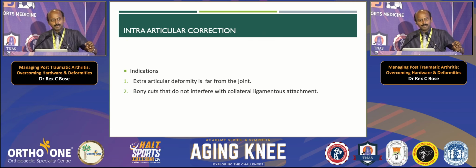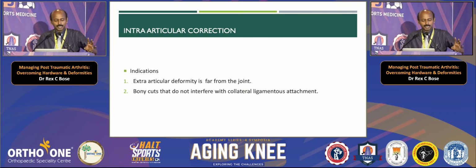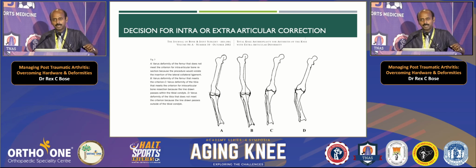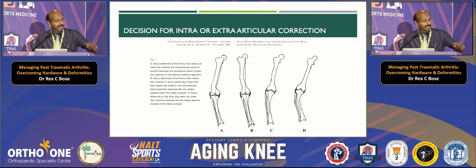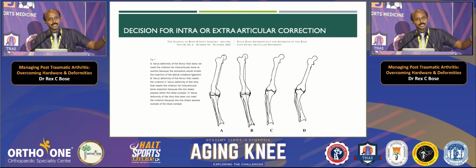For intra-articular correction, with these indications, if you have an extra-articular deformity far off from the joint, you can get away with intra-articular correction, provided the bony cuts don't damage the collateral ligament. Okay, so this is a very classic paper. Everybody should know this. Draw the mechanical axis of the femur, and if you see the line perpendicular to the mechanical axis on the distal femur is above the collateral ligament, you should not do intra-articular correction, it should be extra-articular. Similarly, in the tibia, the distal diaphyseal long axis, you extend the line up.